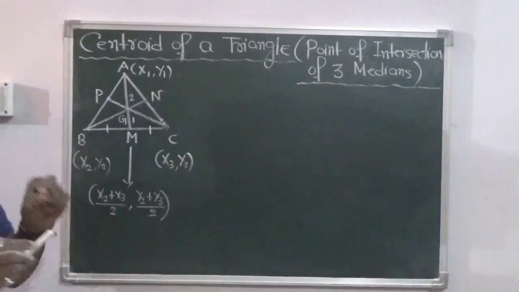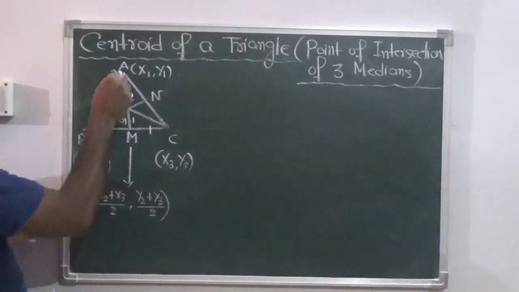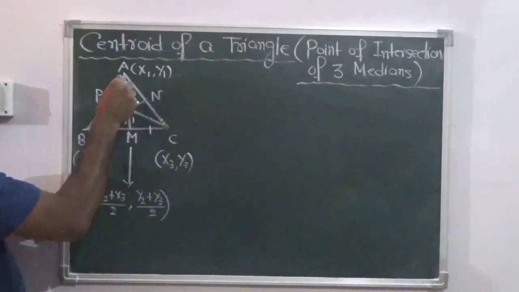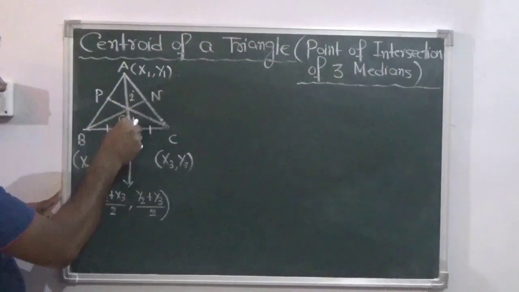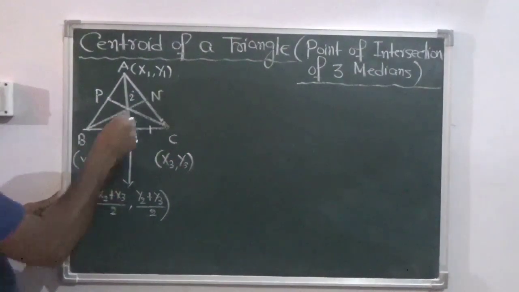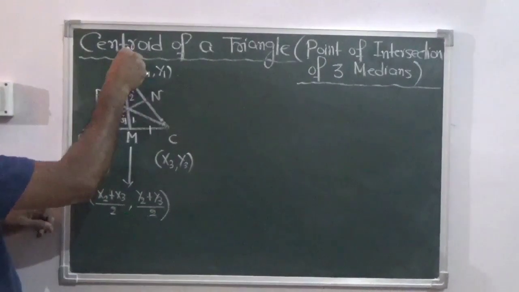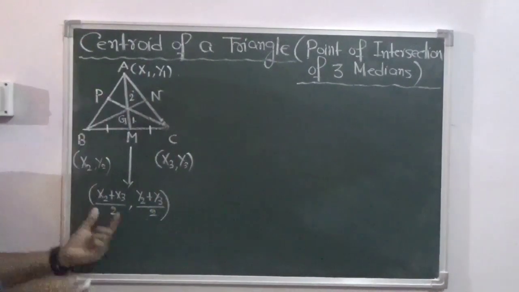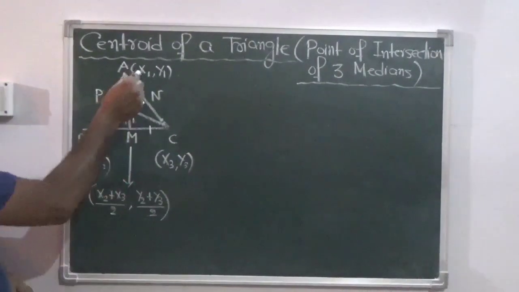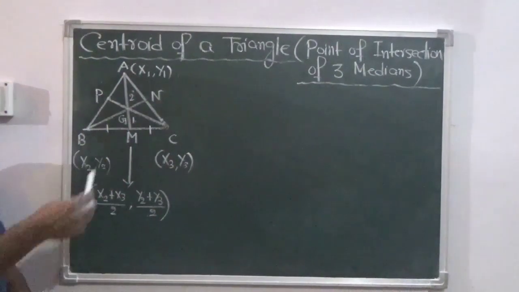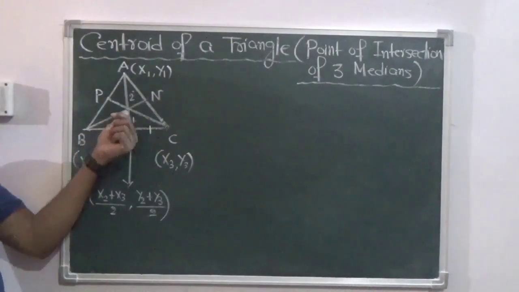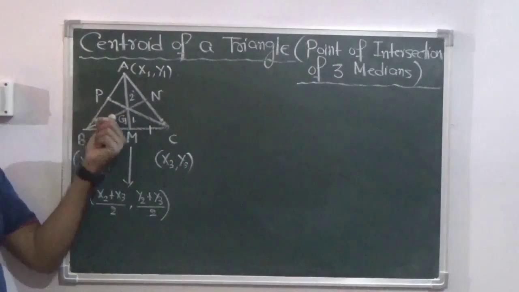Now we apply the section formula here for AM. So it is divided in the ratio of 2 is to 1. If you take it as m and it is n, so mx2, that is 2 into this, plus 1 into x1. Got it? So 2 into (x2 plus x3) by 2 plus 1 into x1 divided by m plus n, that is 2 plus 1, gives you the value of the x coordinate for the centroid of this triangle.